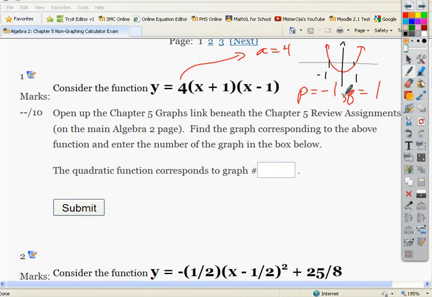That's where it crosses the y-axis, right? Okay. So I probably don't even need all that stuff, though. I bet that if I just know where the x-intercepts are and that it opens up, that's probably enough, right? Okay. Questions on that?